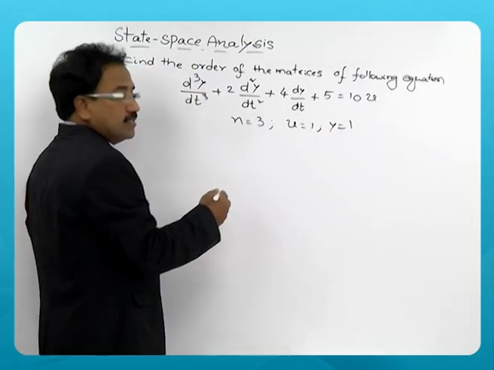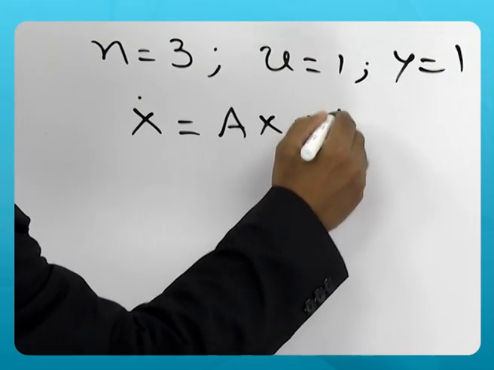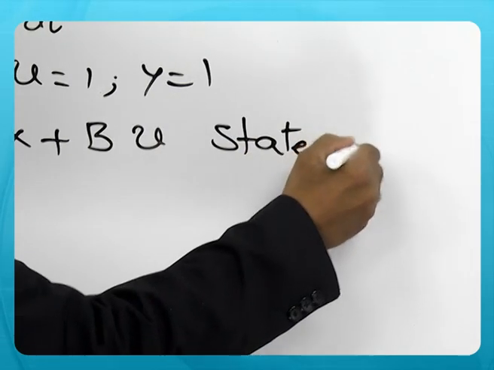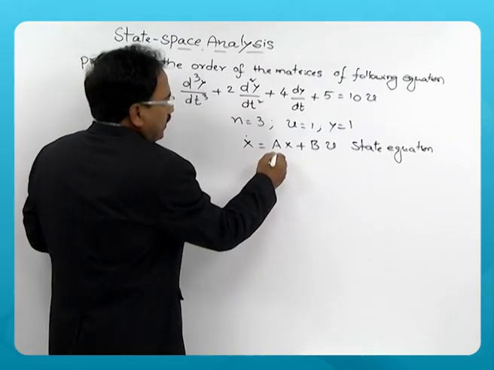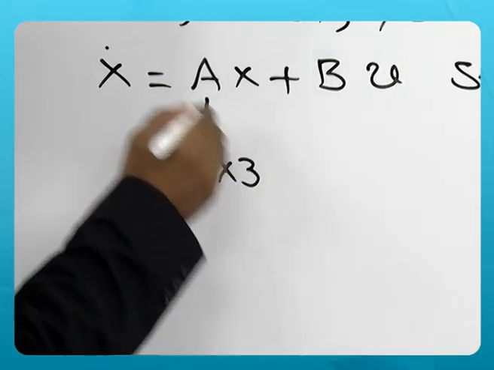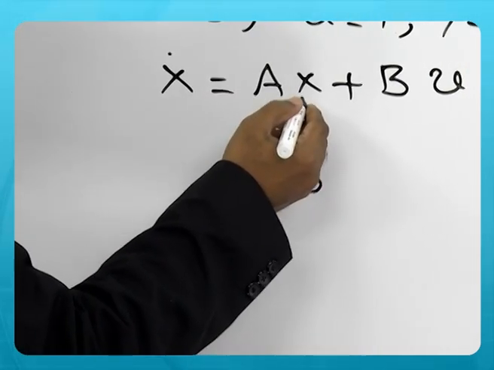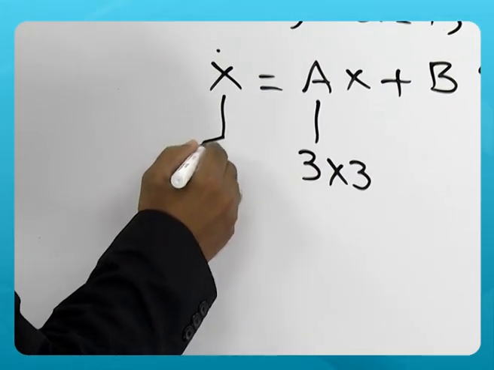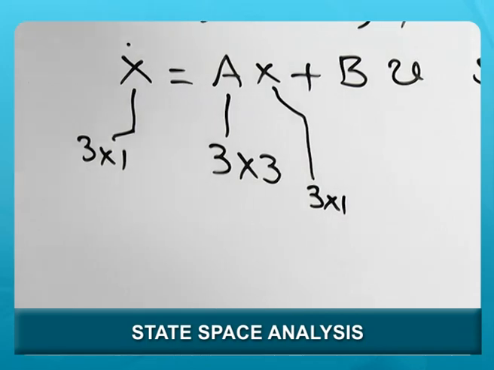The standard state model is x dot equal to Ax plus Bu. This is known as the state equation. So the order of the matrix A, this matrix is known as the state matrix, and its order is 3 by 3 as the number of variables are 3. And x dot and x is a state vector, and this is the differential state vector. So the dimension of this is 3 cross 1. Similarly, x is also 3 cross 1.